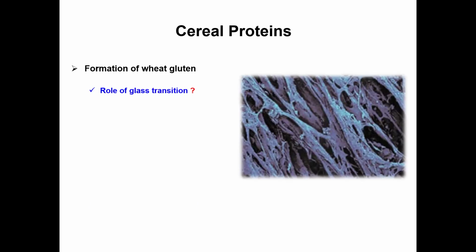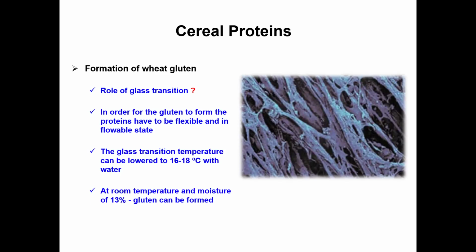So what's the role of the glass transition? In order for the gluten to form, we have to exceed the glass transition. There you need at least a 13% moisture content and room temperature. If you have higher water content, you can reduce the temperature of the glass transition. On the contrary, if you want to form a dough with less moisture, you have to heat up.